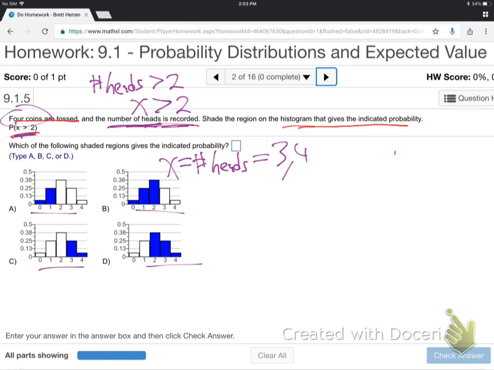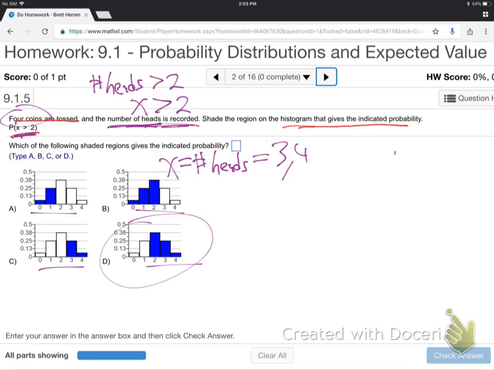Okay, so then look at these graphs. Which one of these graphs has shading? It's going to be this one, isn't it? But they're also shading the 2. Why are they doing that? I thought it said greater than 2.